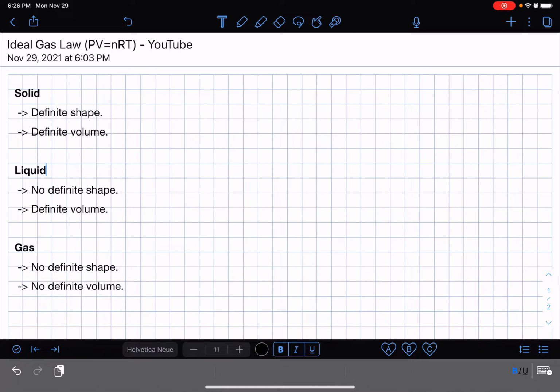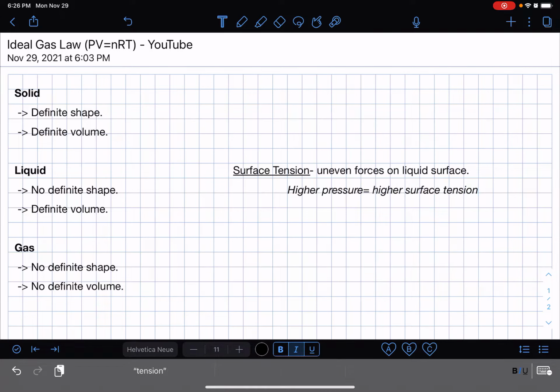Now, there are just a few things that we have to know in terms of liquid. We have to know the meaning of surface tension. Surface tension is defined as the uneven forces on liquid surface. One rule of thumb in terms of surface tension is that the higher the pressure, the higher the surface tension. So surface tension and pressure are directly proportional.